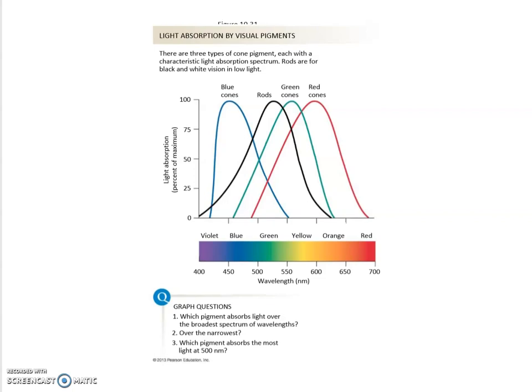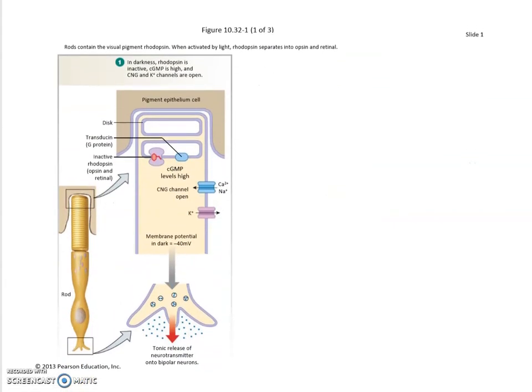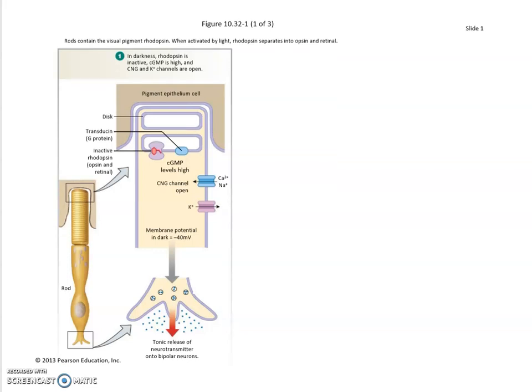So we have these 3 different pigments in the cones for red, green, and blue. So we have blue cones, green cones, and red cones, and they absorb different wavelengths of light better or not so well. And here is sort of how the physiology of all of that works. Essentially in our rod, once the light hits rhodopsin, that leads to the opening and closing of ion channels, and that ultimately leads to the release of neurotransmitter, which then stimulates the bipolar neuron.